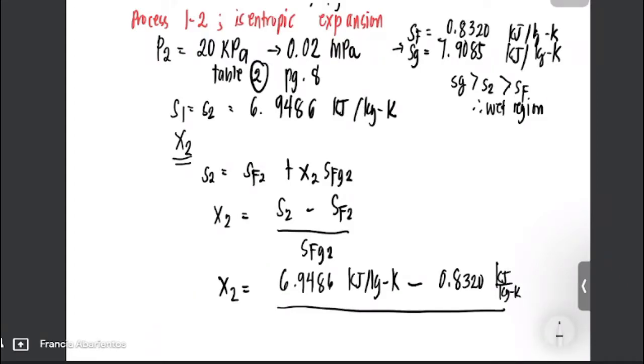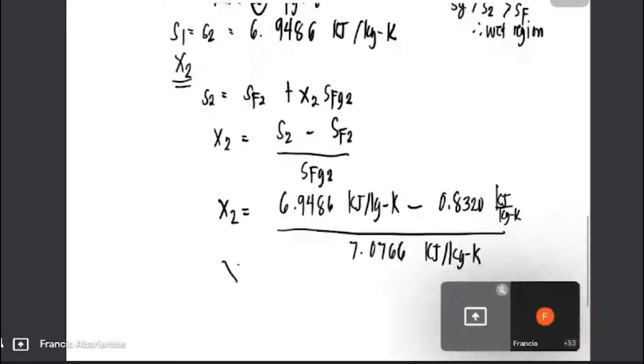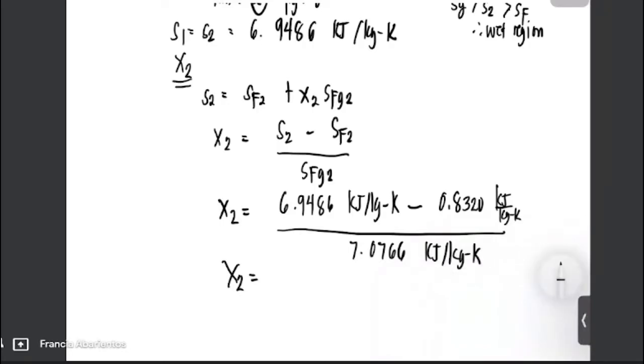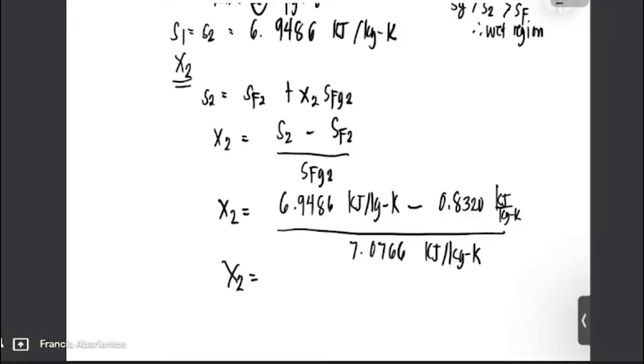All over yung SFG mo, ilan? 7.0, 66 kilojoule per kilogram Kelvin. So we have now the quality at point 2. Okay. What is now the quality at point 2? Anyone? The quality at point 2.